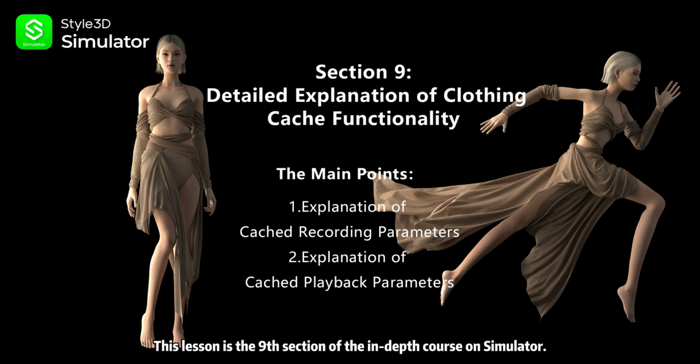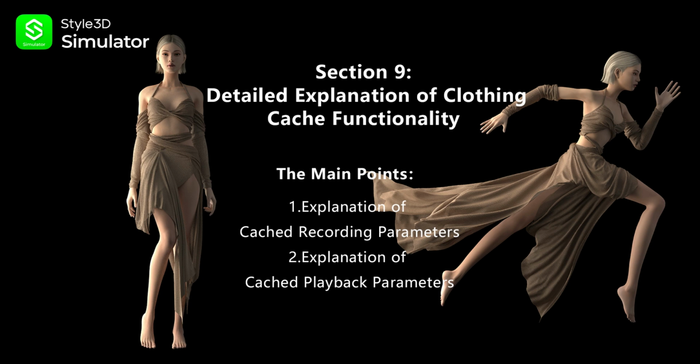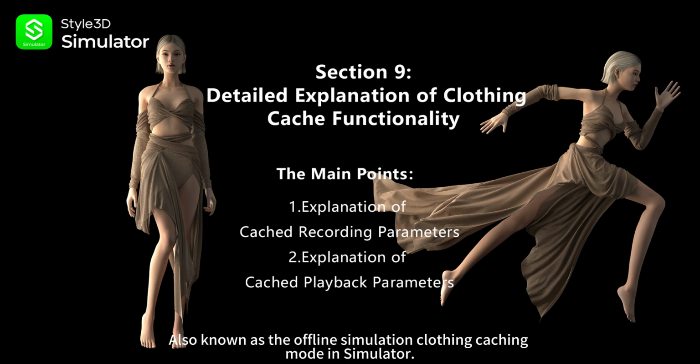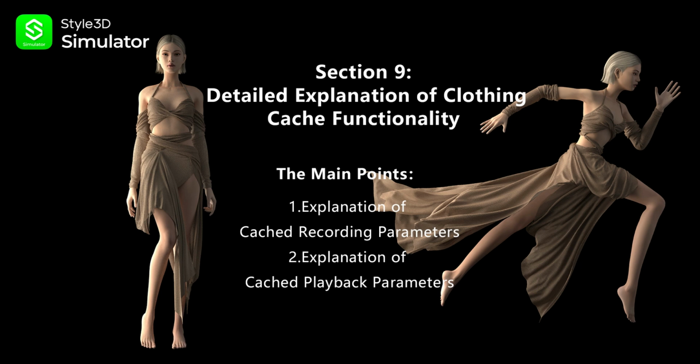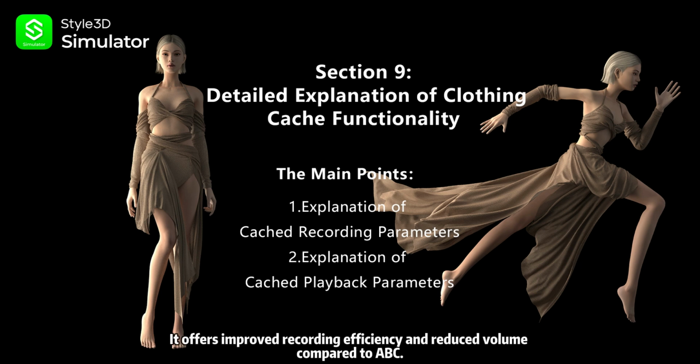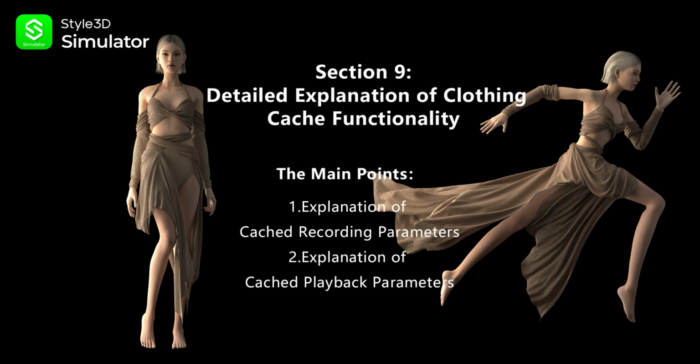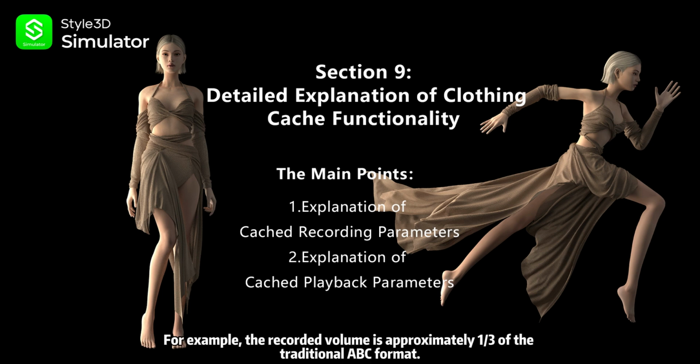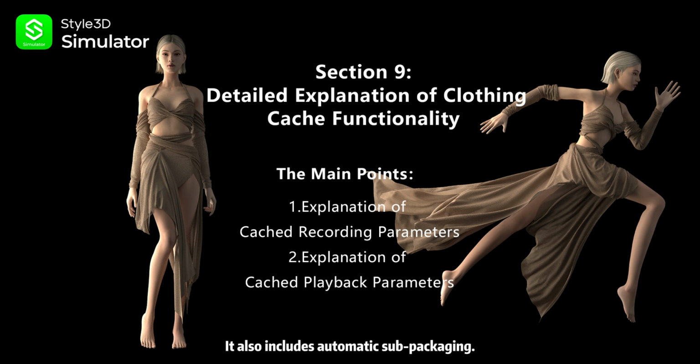This lesson is the 9th section of the in-depth course on Simulator. The focus is on clothing caching in Simulator, also known as the offline simulation clothing caching mode. It offers improved recording efficiency and reduced volume compared to ABC. For example, the recorded volume is approximately 1/3 of the traditional ABC format. It also includes automatic subpackaging. Features like node playback and blending transitions are added. This allows for more diverse business scenario requirements.